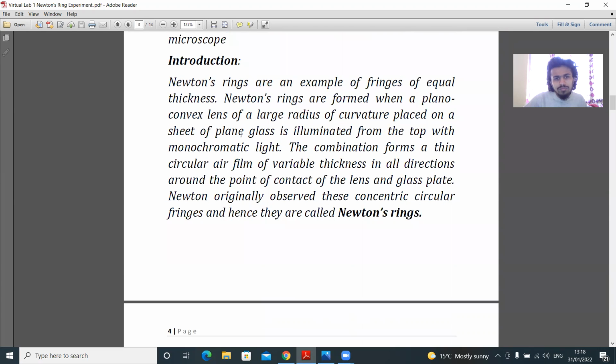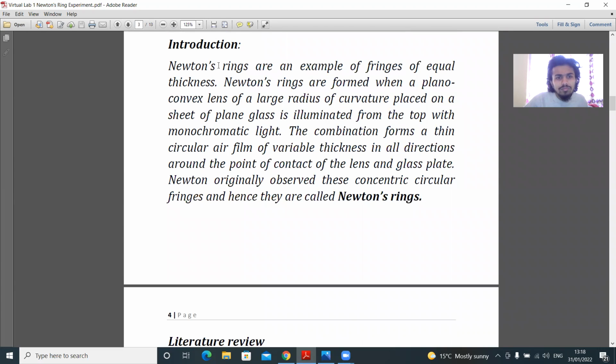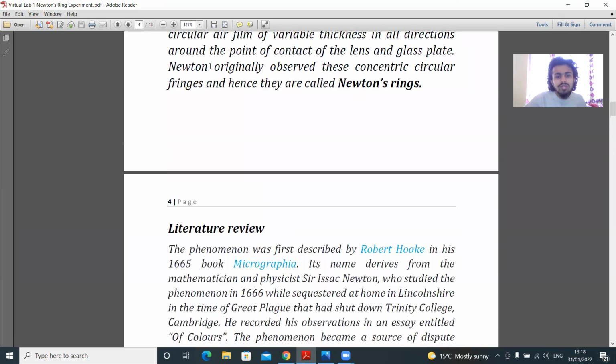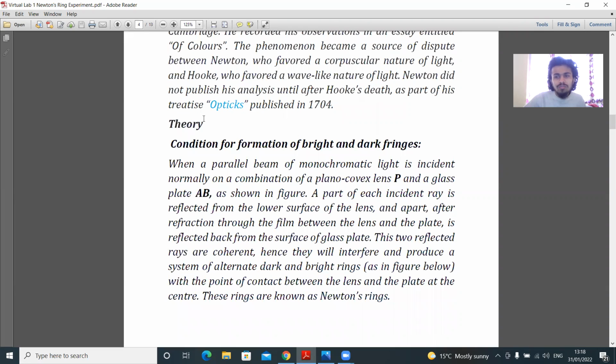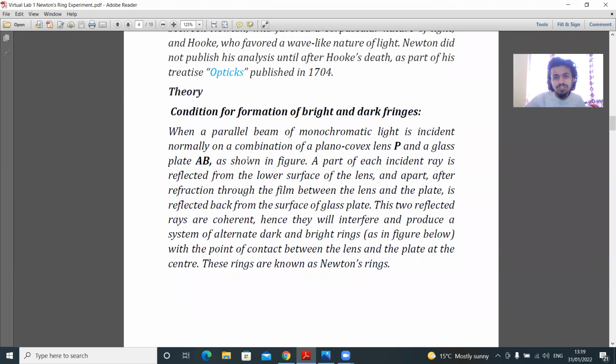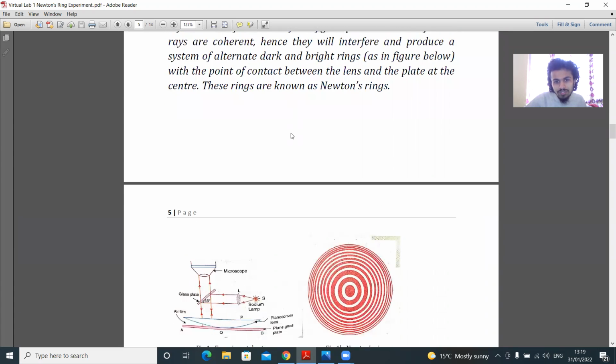And here I have mentioned some introduction and literature review, and now we move to the theory of this phenomenon, that means interference due to thin film in Newton's ring experiment, and the condition for formation of bright and dark fringes. Before going into this, I want to take some.